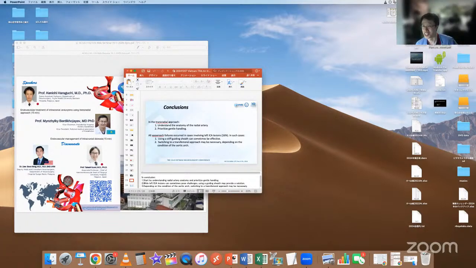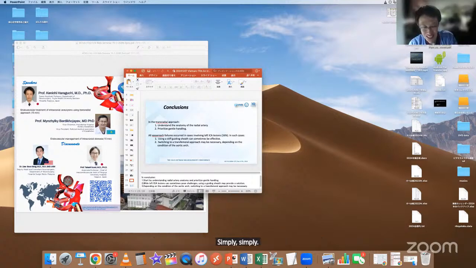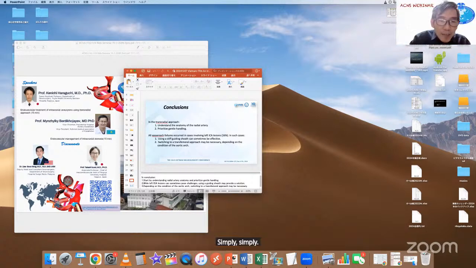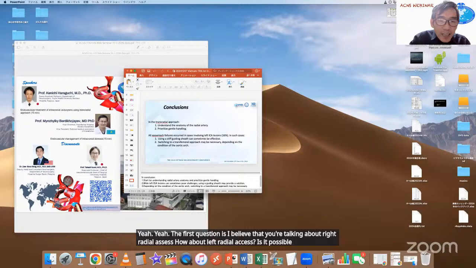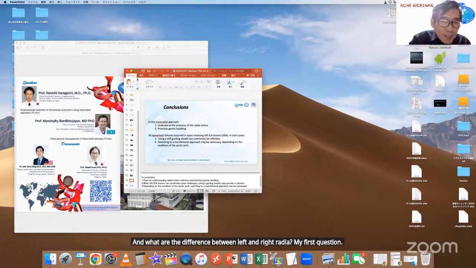Sorry, I could not understand. Once more, please, and slowly. Yeah. The first question is, I believe that you're talking about right radial access. How about left radial access? Is it possible, especially for the difficult case that you showed, the unsuccessful case where you used right radial? If you use left radial, would it be different? And what are the differences between left and right radial? My first question.